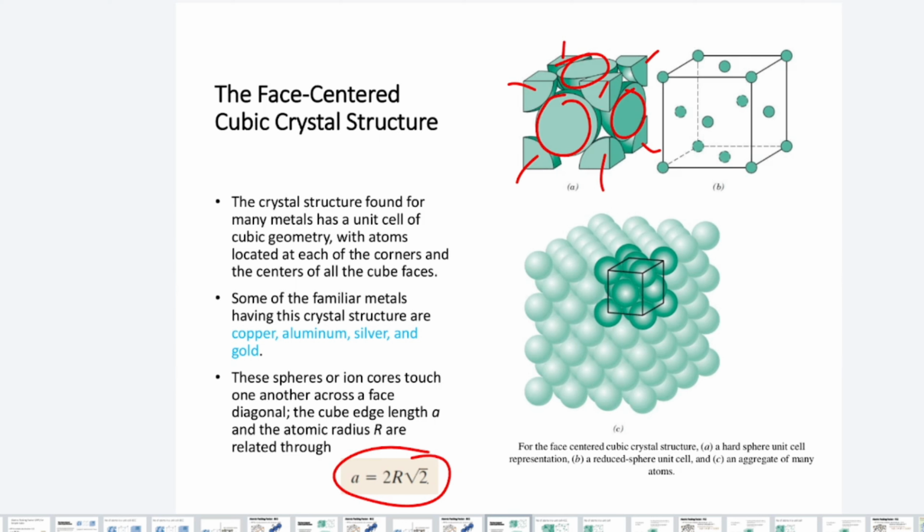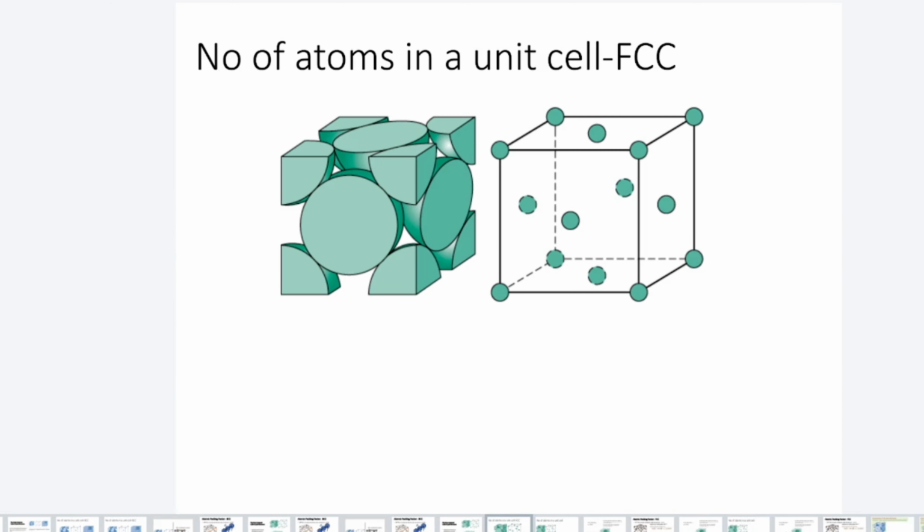So here you can see in 3D, the hard sphere unit cell is this one, the reduced one is this one, and the aggregate of many atoms, the combination, where all the atoms are arranged in this order. So this is the FCC. Now here, the question is, how many atoms are there in the FCC? 7 atoms. Okay, how 7?